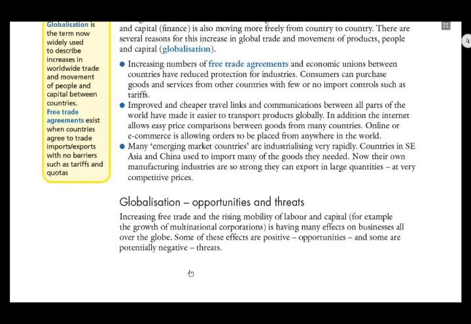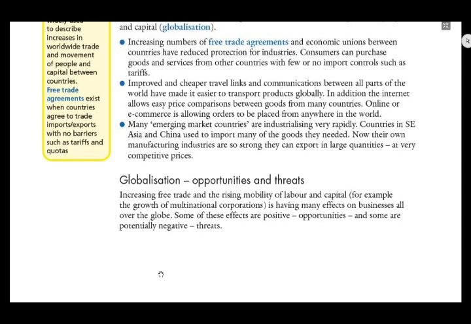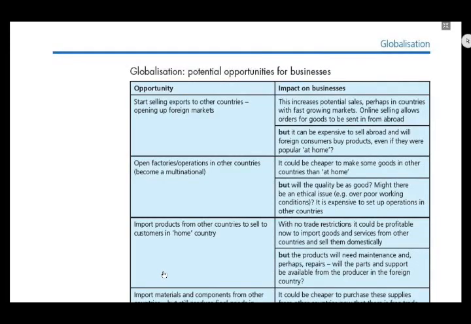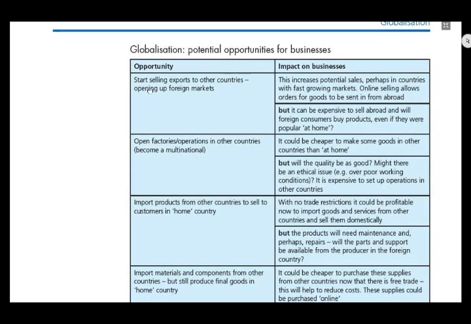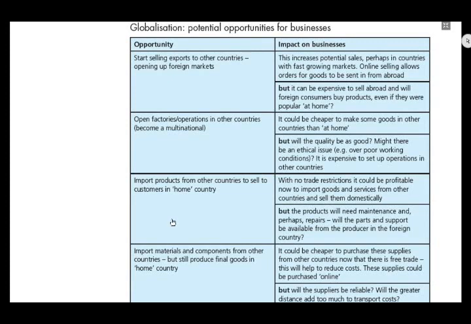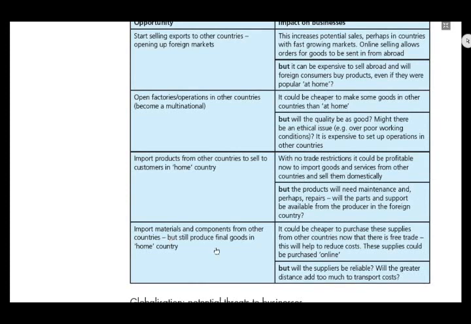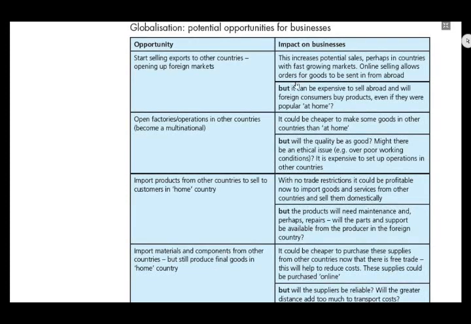Globalization has many opportunities and threats for businesses. When I talk about opportunities, of course globalization allows businesses to sell their exports to other countries. It allows us as a business to open factories and operations in other countries, especially if these countries have cheaper materials and labor costs. Of course, globalization allows me to import materials from any other countries, especially countries that have fewer trade restrictions. You see, all these are opportunities. In this table here, you can see the impact on businesses from each opportunity and the 'but' thing. The 'but' is the 'however'.